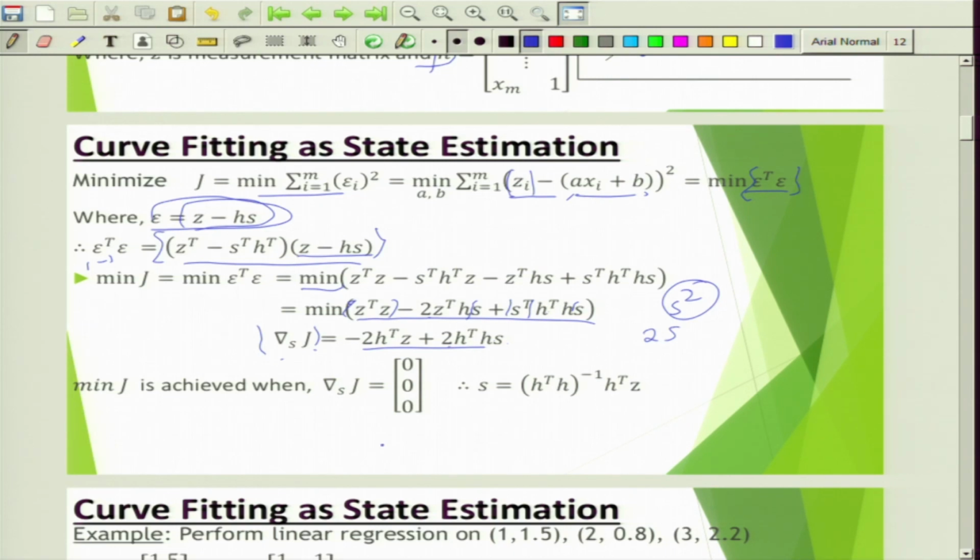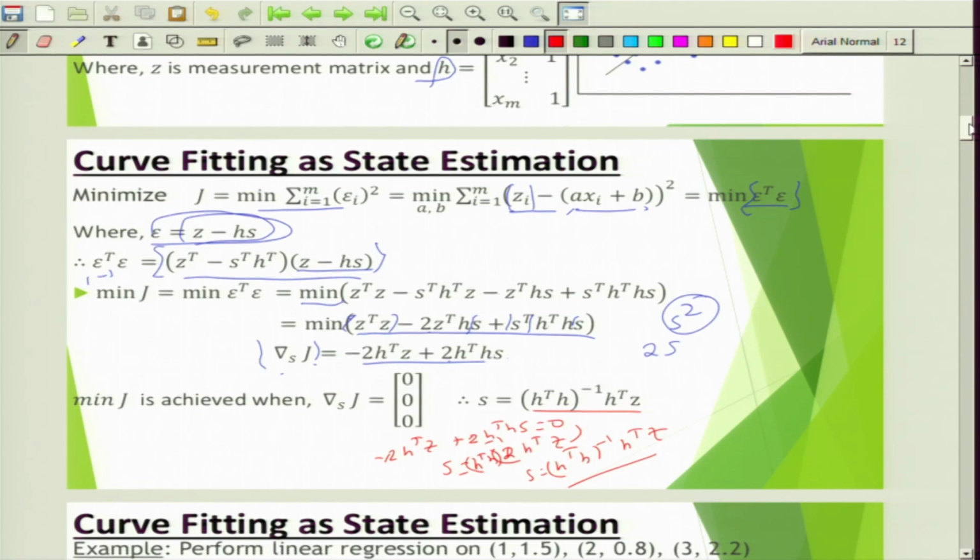If you make this 0, what will you get? Minus 2 Htz plus 2 Ht Hs is equal to 0, right. You need to find out S basically. S is 2 Htz multiplied by Ht H whole inverse. Of course, the 2 gets cancelled, and you will ultimately get S equal to (Ht H) whole inverse into Htz. This is what you will get. That is the state matrix that you are going to find out.